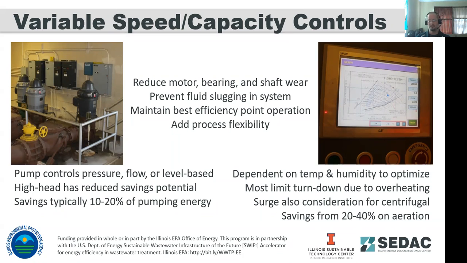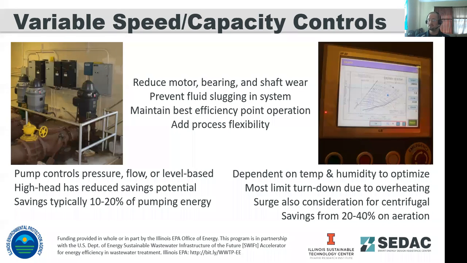For aeration systems, there's a strong dependency on temperature and humidity for optimizing airflow. Increased temperature and increased humidity decrease the density of air passing through that system and increase your power requirements to deliver oxygen to your aeration process. So we do see a lot of times, especially with centrifugal systems, the temperature and humidity in the space put a limitation on how much turn down in the summertime in particular aeration motors can have for VFD operation.